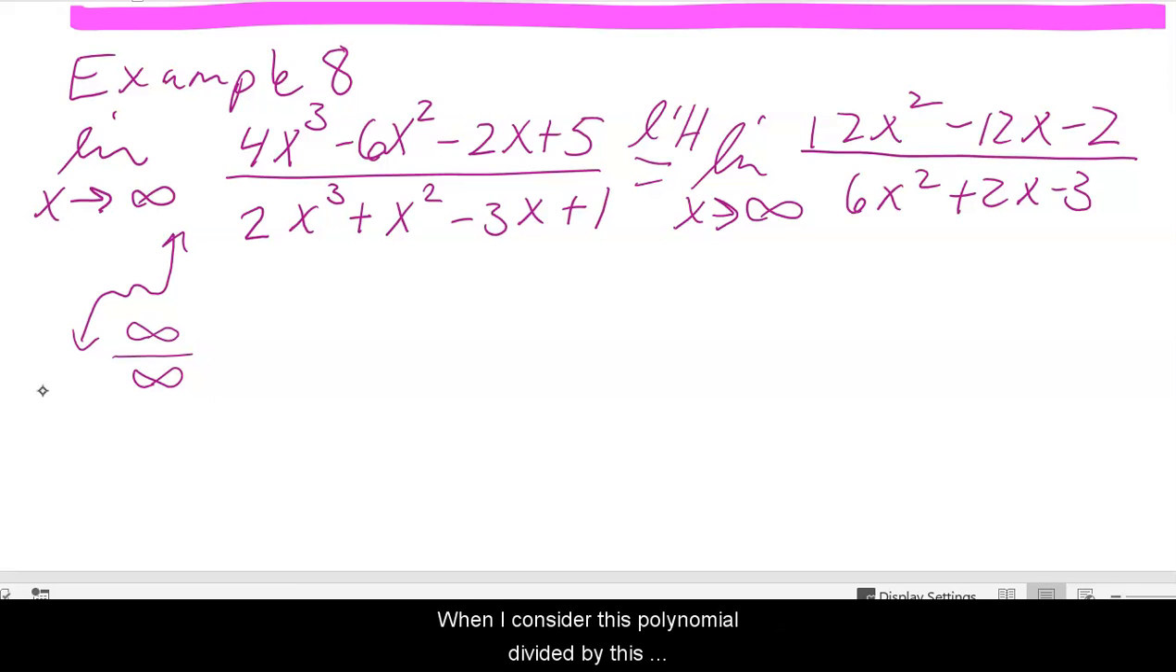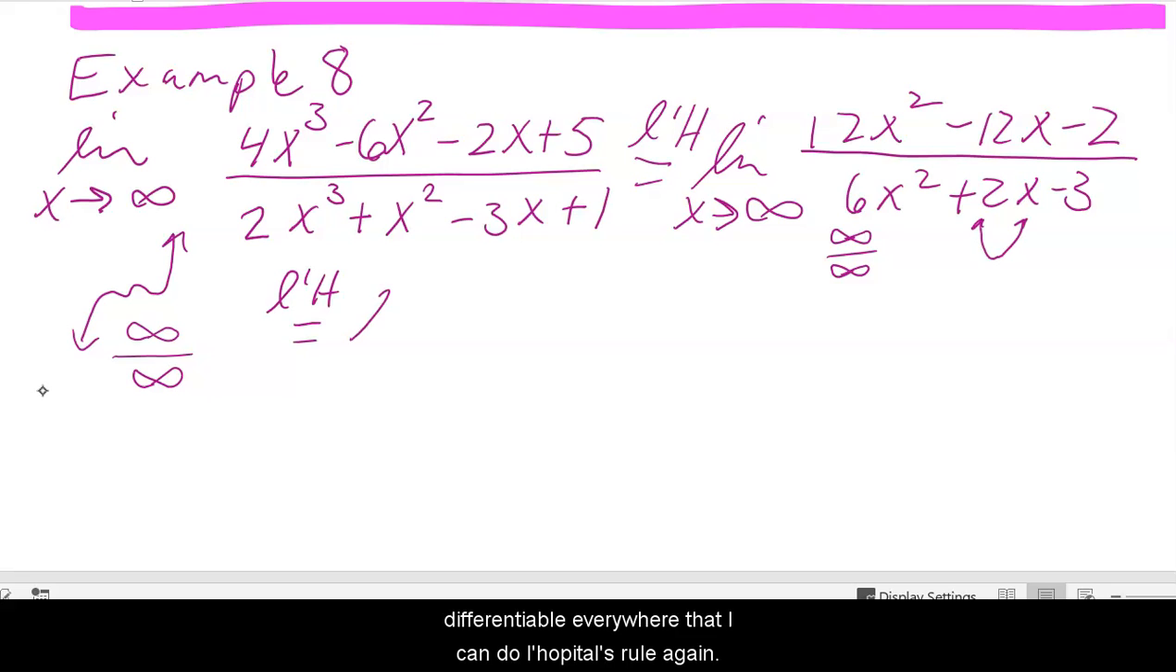When I consider this polynomial divided by this polynomial, notice that this is a quadratic with a positive leading coefficient, as is the denominator one. That means that I have some kind of parabola over some kind of parabola. Again, as x goes to infinity, the y value will also go to infinity. This is again infinity over infinity. That means that since these are both polynomials and differentiable everywhere, I can do L'Hopital's rule again.